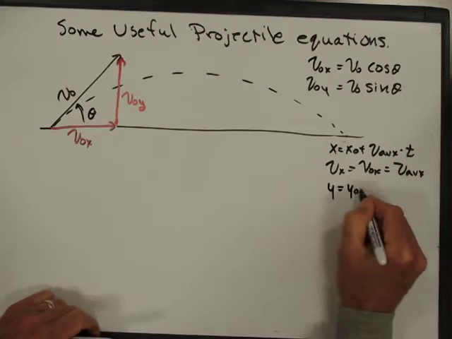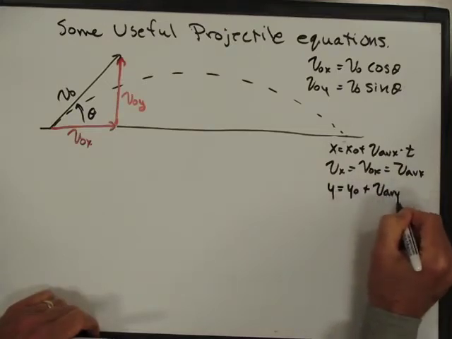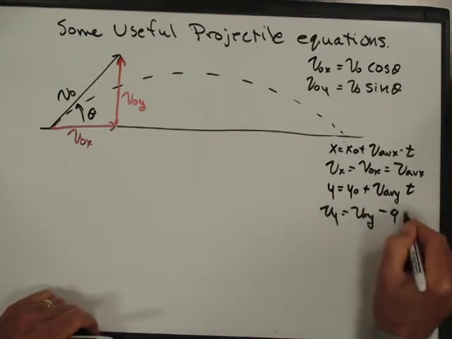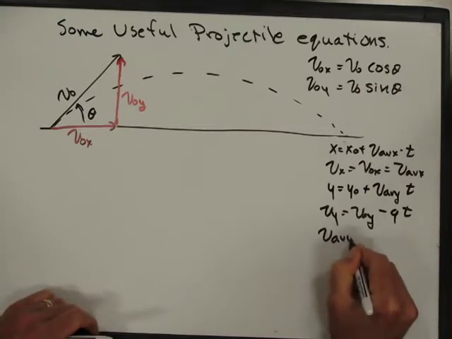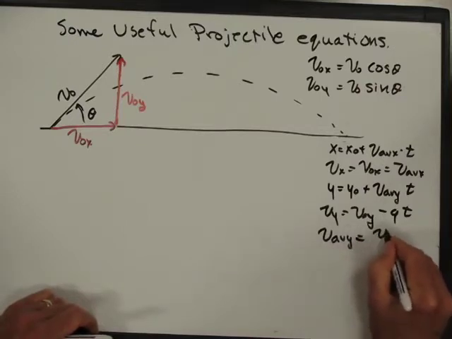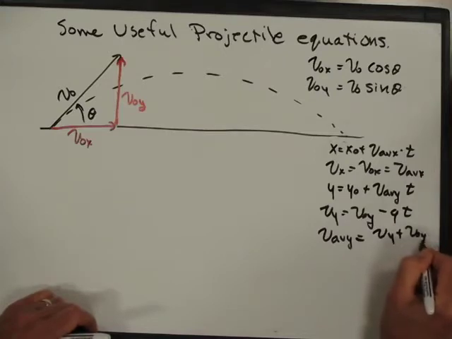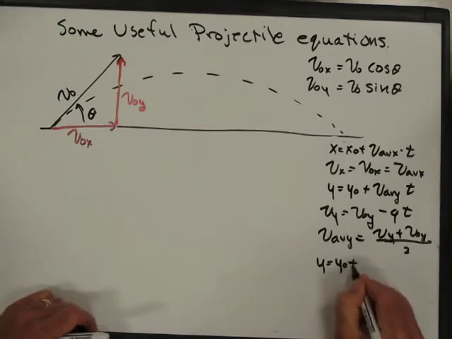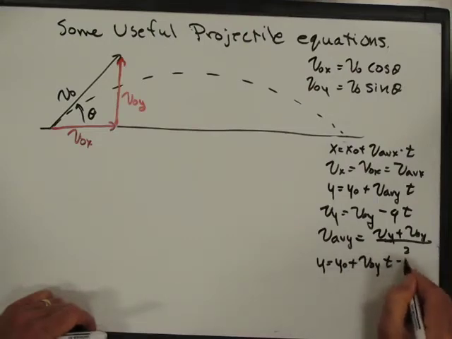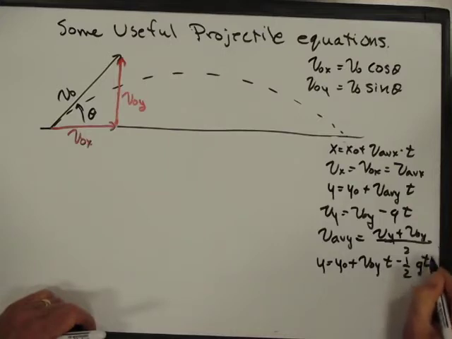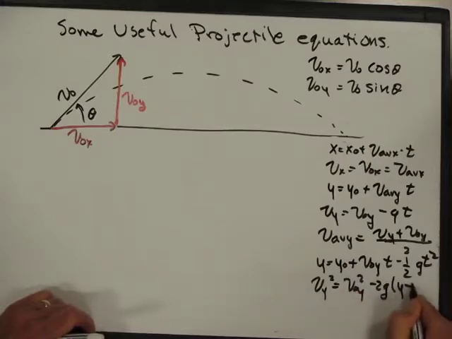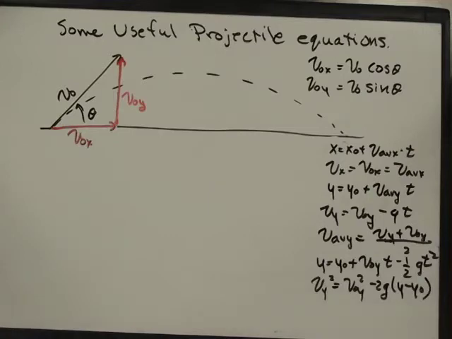Y equals y naught plus v average y times time. Vy equals v naught y minus g times time. V average y is equal to vy plus v naught y over 2. Y equals y naught plus v naught y times t minus 1/2 gt squared, and vy squared is equal to v naught y squared minus 2g times y minus y naught. So those are the equations.